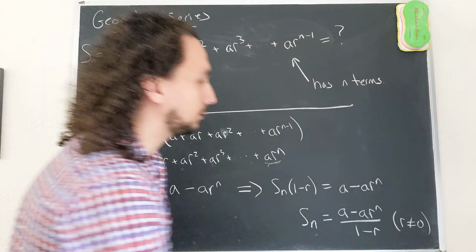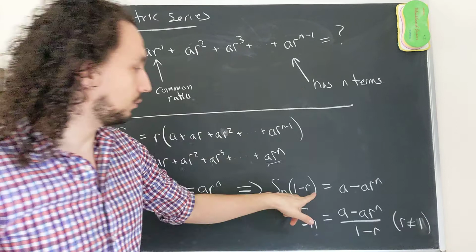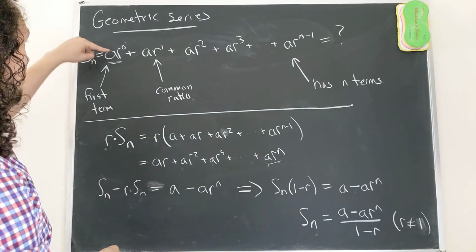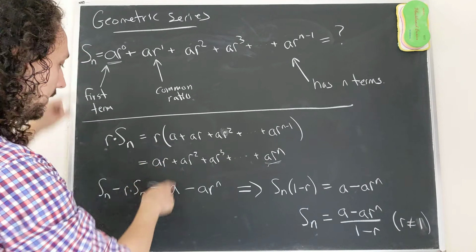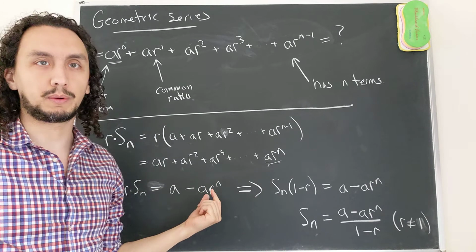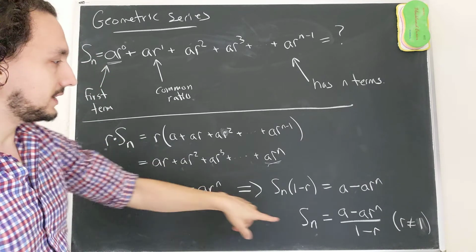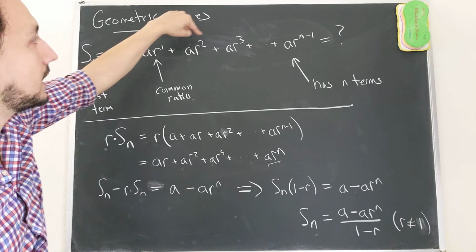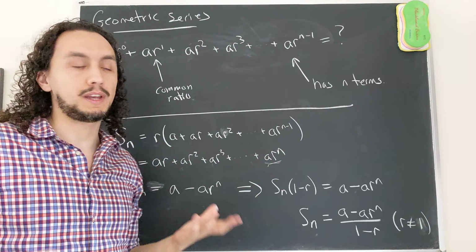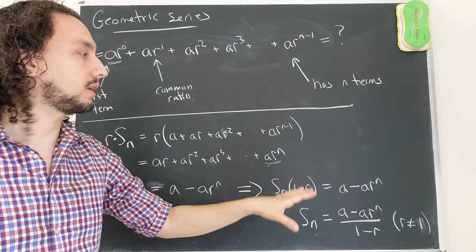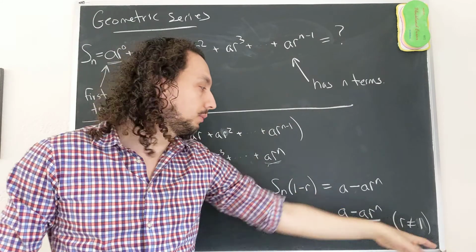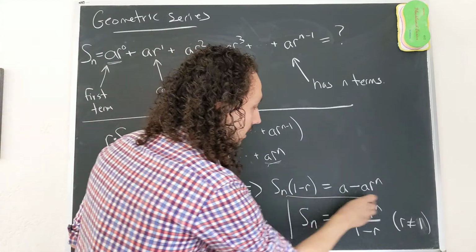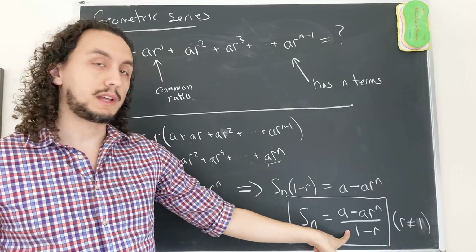Now that only works if r is not equal to 1. If r is equal to 1, then I have a problem because I just subtracted the same thing from itself, and then I just have 0 equals 0, and that doesn't help me. But on the other hand, if r equals 1, then this whole sum here is just a plus a plus a plus a plus a, and that's just an arithmetic series with common difference 0, so that's sort of already taken care of. So we might as well assume that r is not equal to 1, in which case I'm not dividing by 0, in which case I figured out a formula for the sum of the first n terms.